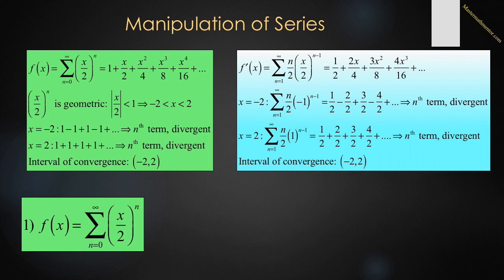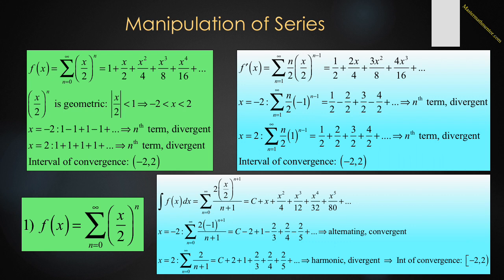Our series becomes summation n equals 1 to infinity of n over 2 times 1 to the n minus 1, and all our terms are positive. 1/2 plus 2 over 2 plus 3 over 2 plus 4 over 2 plus dot dot dot. And again, this fails the nth term test and is divergent. So like the original series, the interval of convergence is still the open interval, negative 2 to 2.